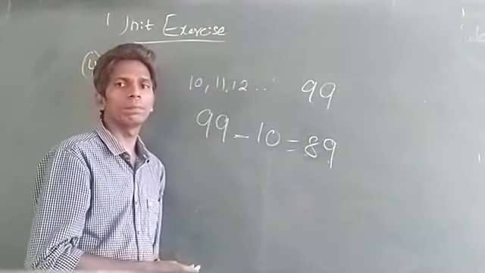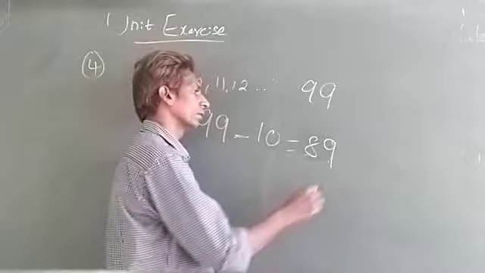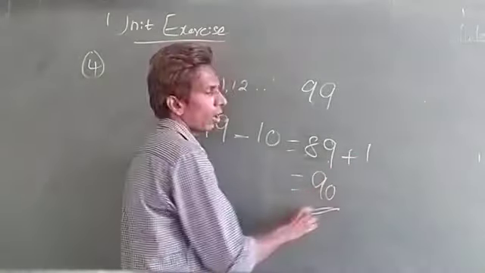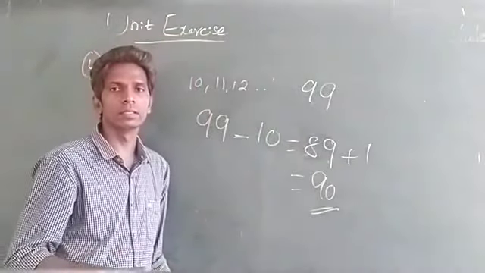So you want to add plus 1. So what is the value? 90 will come. So how many 2-digit numbers are there? 90.